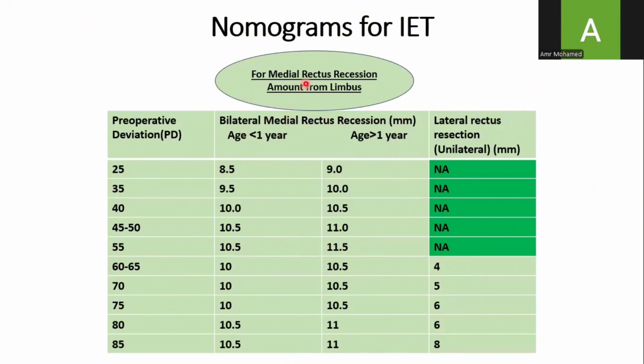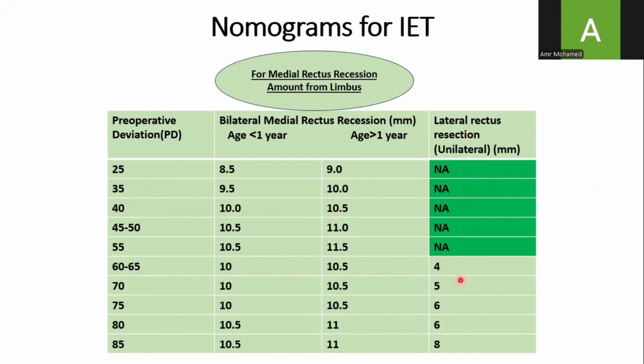We measure the amount of recession from the limbus, so that will be more accurate, and it will give us more consistent results. For example, if the patient has 40 prism diopter esotropia, and is less than 1 year old, then I will do 10 millimeter recession from the limbus, that is around 4.5 millimeter, and 10.5 millimeter if the patient is more than 1 year old. So that is around 5 millimeter recession in both eyes.